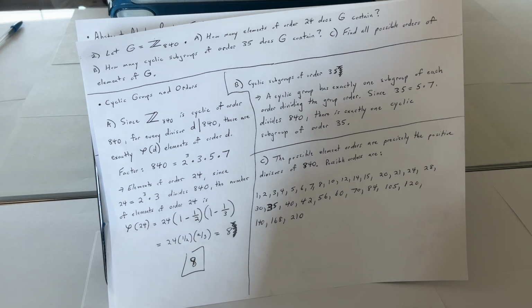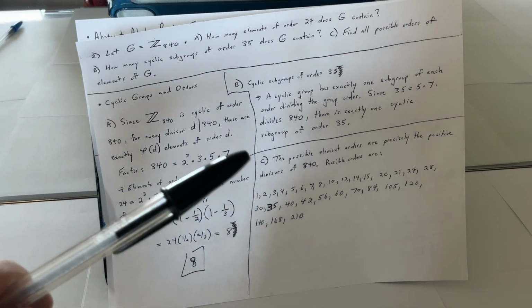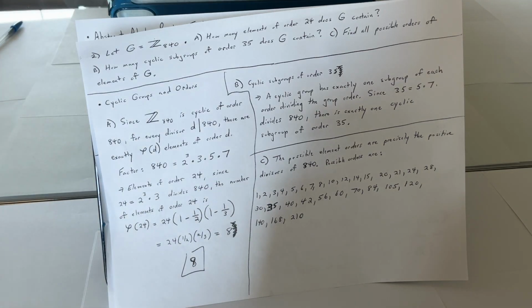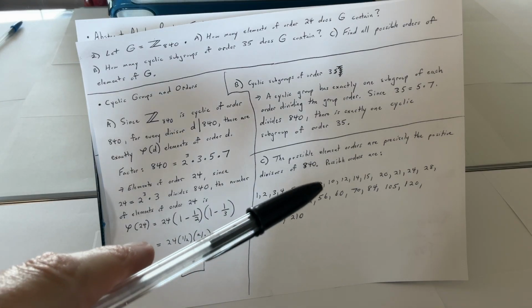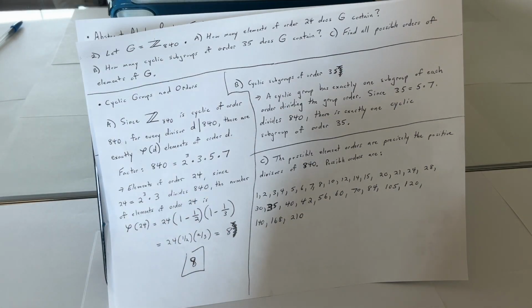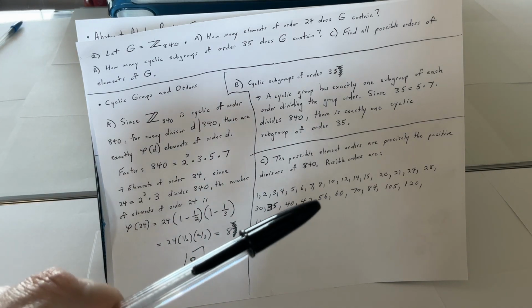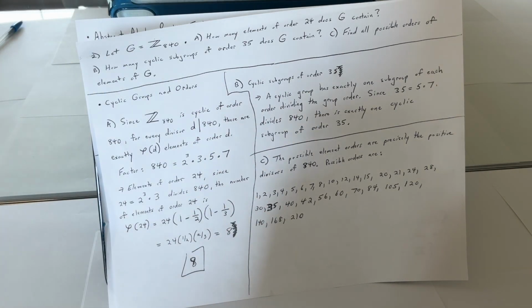Part C, find all possible orders of elements of G. So the possible element orders are precisely the positive divisors of 840, and here are all the possible orders: 1, 2, 3, 4, 5, 6, 7, 8, 10, 12, 14, 15, 20, 21, 24, 28, 30, 35, 40, 42, 56, 60, 70, 84, 105, 120, 140, 168, and 210. And that's number 2. Moving along to number 3.